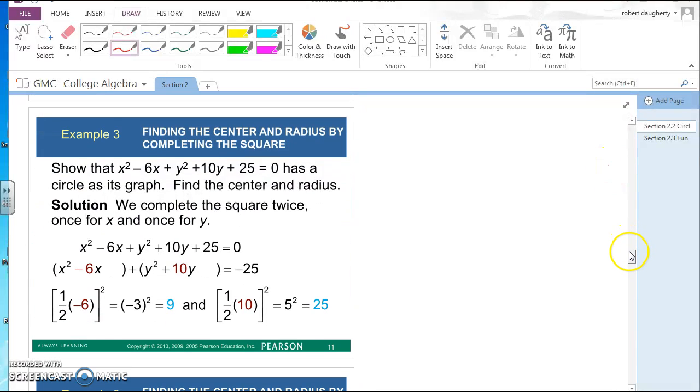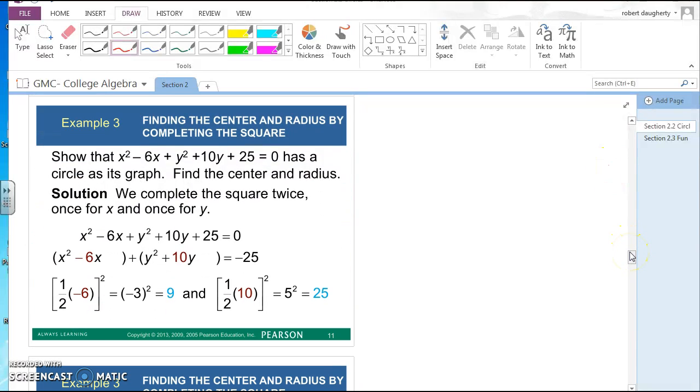What this boils down to is our ability to do something called completing the square. I know we did that in a previous session, so we'll take a look and do that in just a moment.